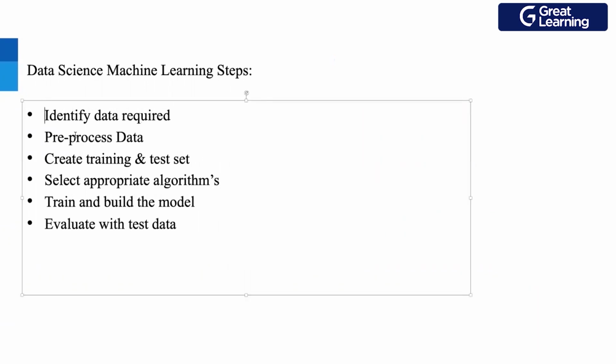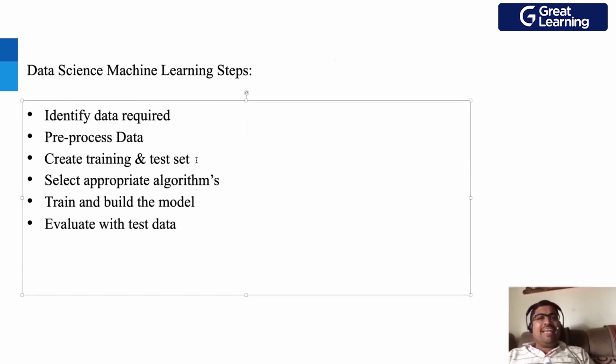Defining the problem, identifying the data, pre-processing the data, and creating a training data set will take 80 to 85% of your time till this point. Selecting the appropriate algorithm could be 5% of your time. Then training and building the right model can take days sometimes. The effort is less there, but the running time is more. Then evaluate with the test data. So this whole process will take essentially just 10% of your time. The remaining process will take 85 to 90% of your time.